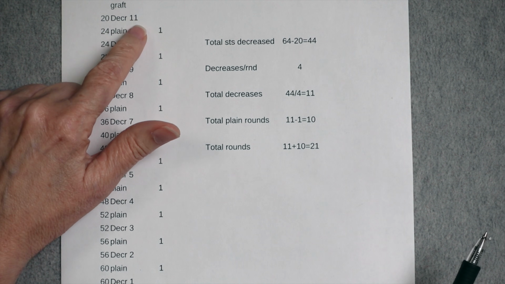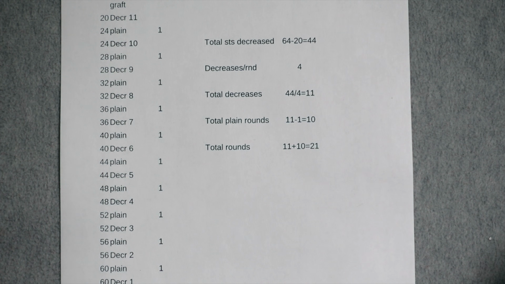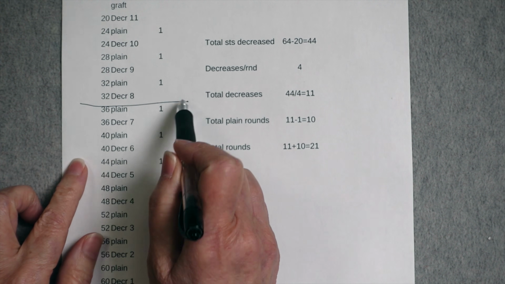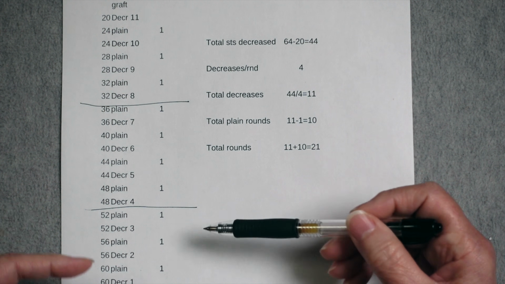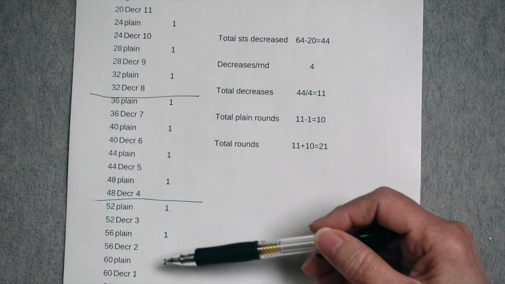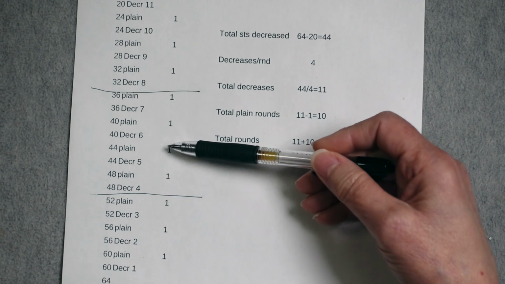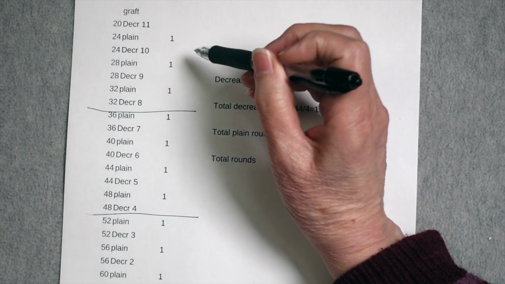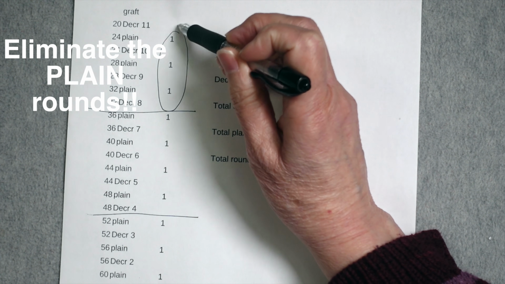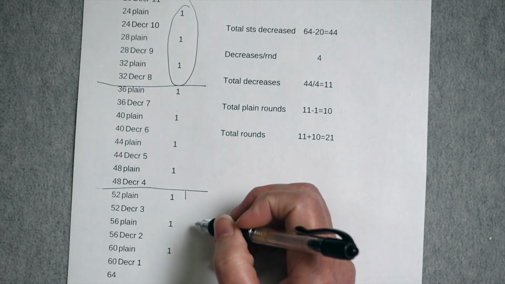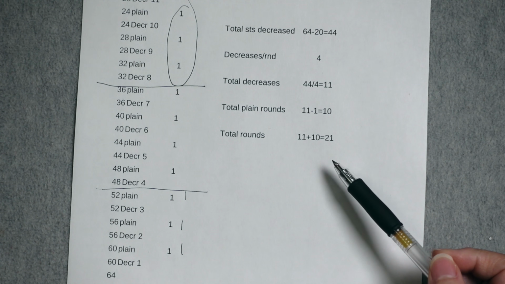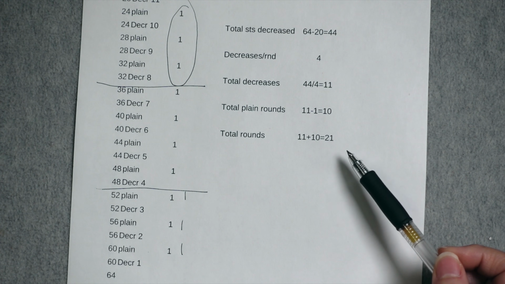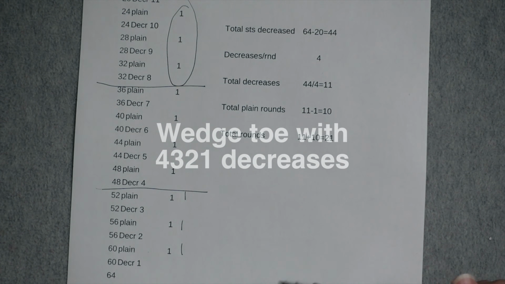If we have 11 decrease rounds, a third of those is about 4 decrease rounds. So we have 4 decrease rounds here, and we have 4 decrease rounds here, and then we only have 3 at the beginning. So that's roughly 1/3 for each of those. So we want to eliminate these 3 decrease rounds at the end, but we want to add them down here. And so when we do this, we can see that we still have the same number of total rounds that we had if we were doing the regular wedge toe.